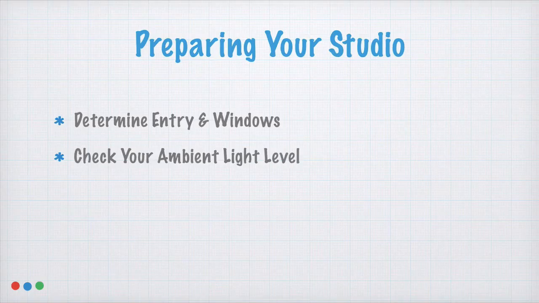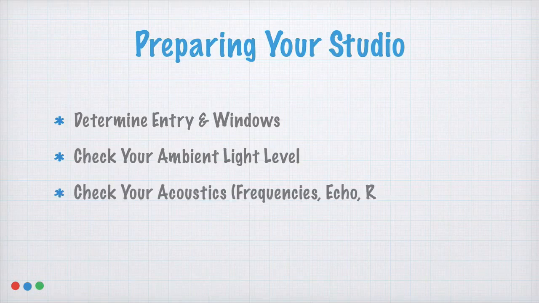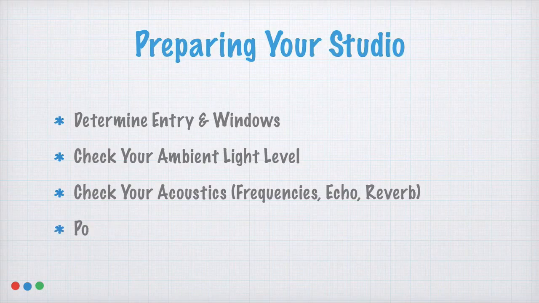You also want to check your ambient light level. I'll explain more about this in a while, but every room is different in terms of how light enters the room, how light bounces off the room. And I'm not talking about studio lights. This is the ambient light, the light that is everywhere in your room. You also want to check your acoustics to make sure that there is no echo and there's just enough reverb to make you sound good, but not too much of it.